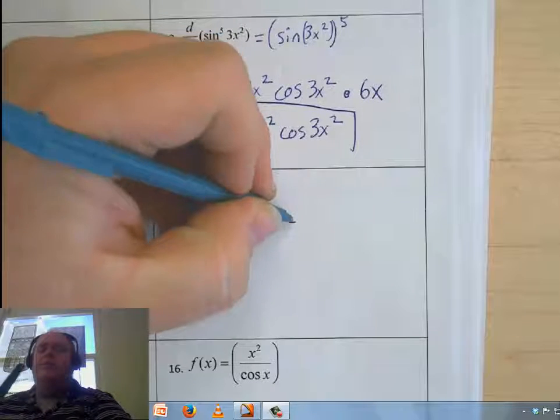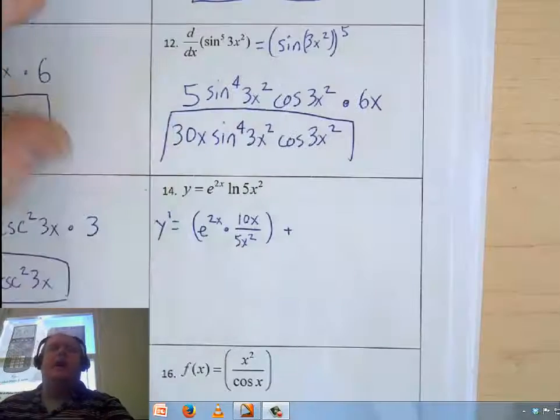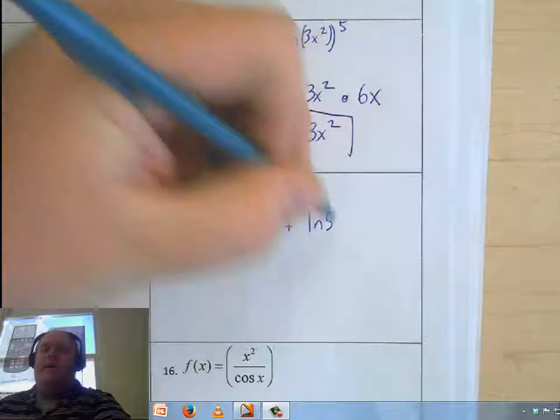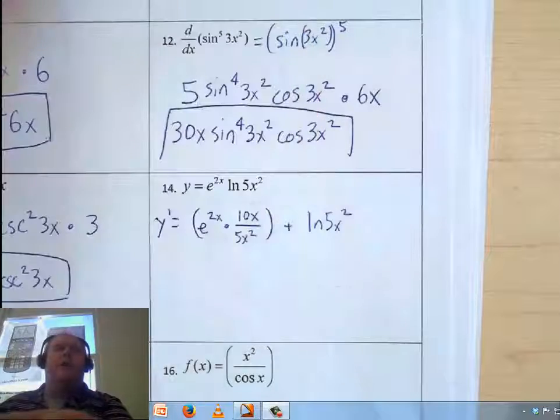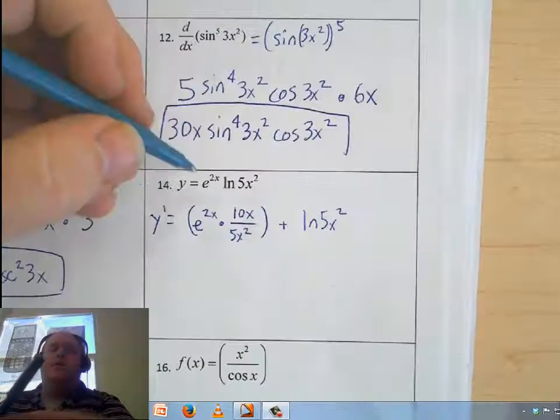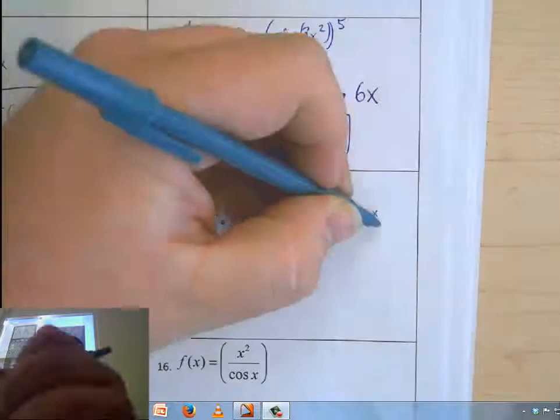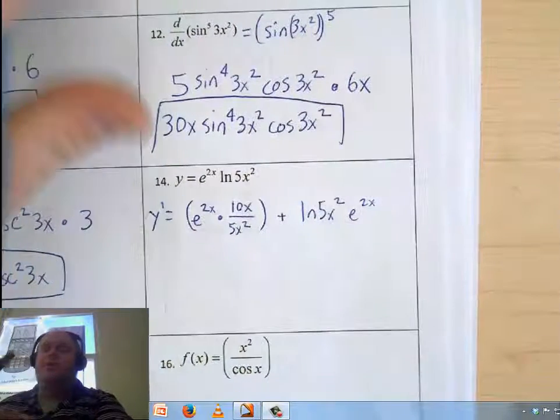We're then going to add to this the exact opposite situation. I'm going to leave natural log of 5x squared alone, and then I'm going to take the derivative of e to the 2x. The derivative of e to the 2x is e to the 2x times the derivative of 2x, which is 2.